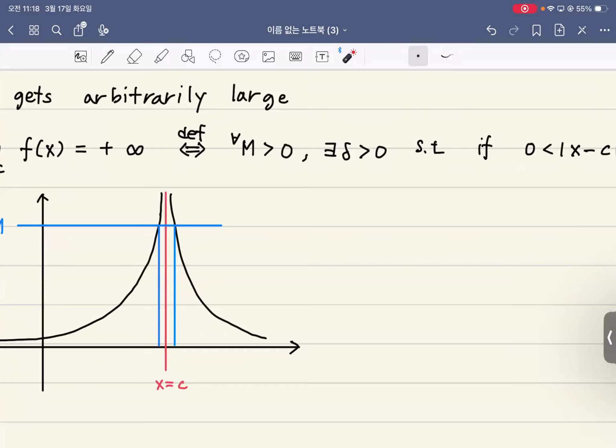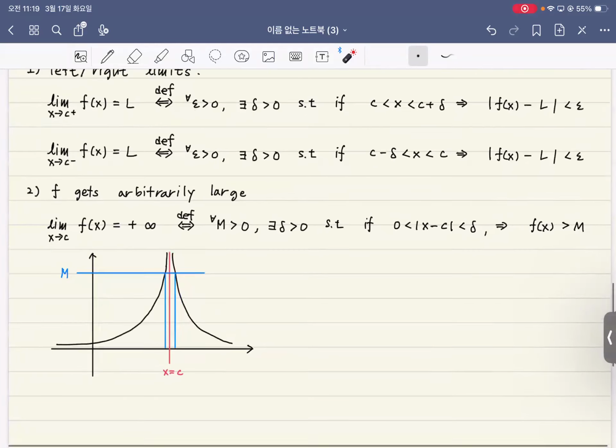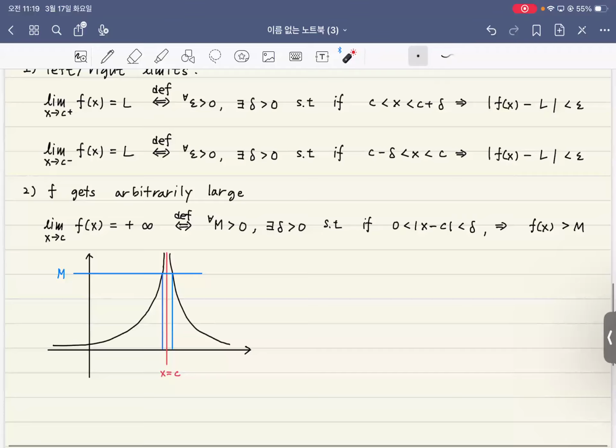Which one is shorter? In this case, I guess this one is even shorter than this. So this distance would be my delta, right? Therefore, if x is close to c by less than this delta, then I know that my function value is greater than this one. Here, the point is, for every possible real number M, you can still find the delta. And this implies that f of x is going to positive infinity.